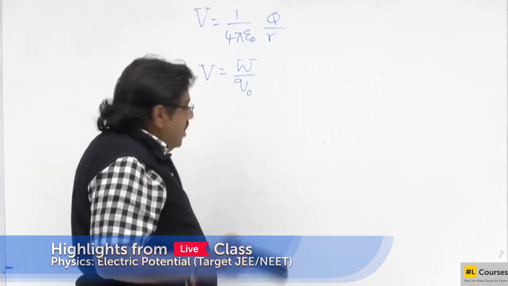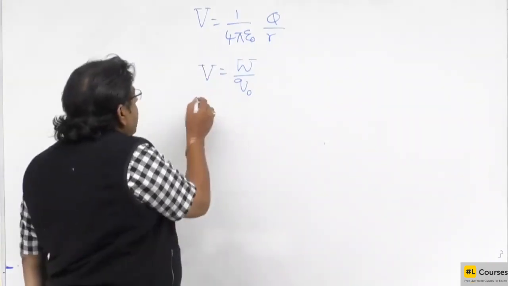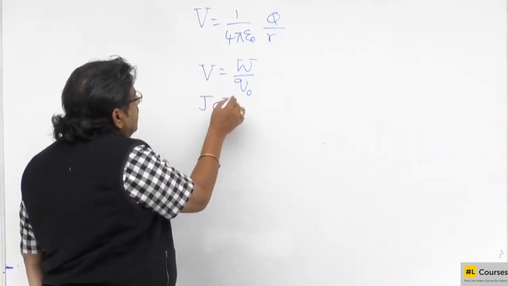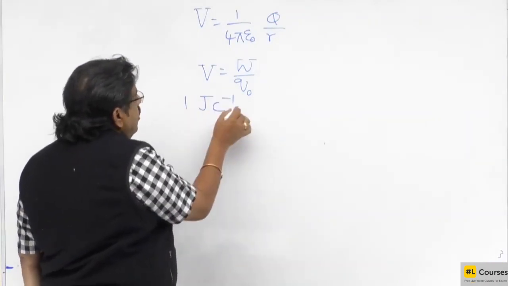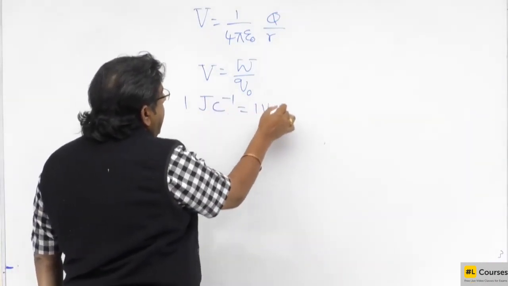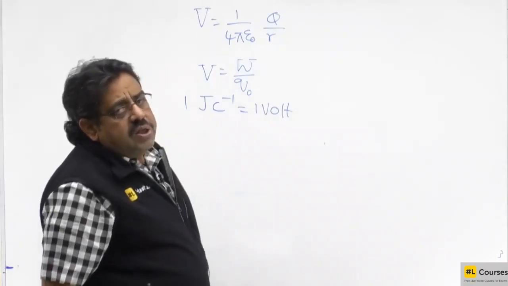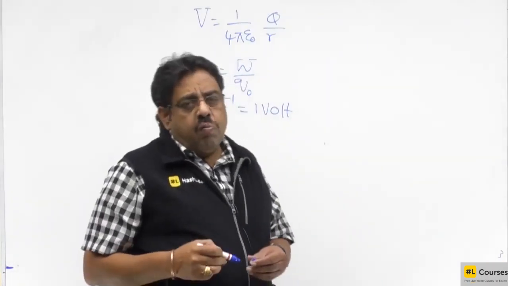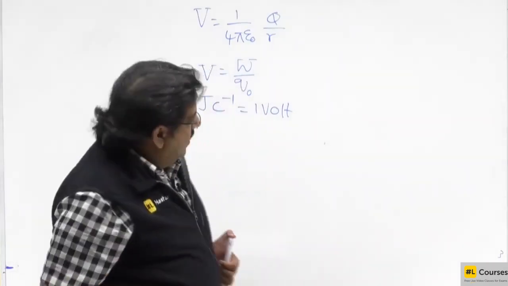So, what is the unit of potential? Look at joule per coulomb from this. Unit of potential is joule per coulomb. It is given a name, volt. 1 joule per coulomb is 1 volt. Okay.